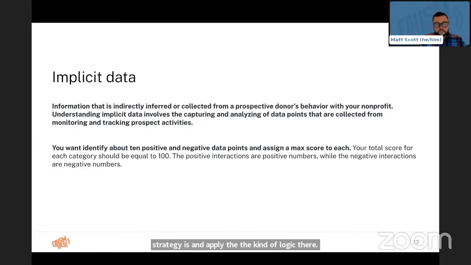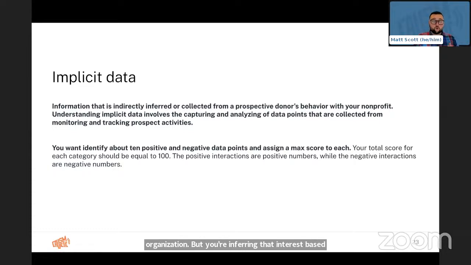The second thing is implicit data. So we just talked about explicit data. Implicit data is information that is indirectly inferred or collected from this prospect's donor behavior with your nonprofit. So behaviors that impact the score positively might be something like a donor or prospect or lead views your landing page, they open your email, they actually watch a video that you've produced. Those are all positive interactions. They're showing you that they are interested in your organization, but you're inferring that interest based on their interactions.